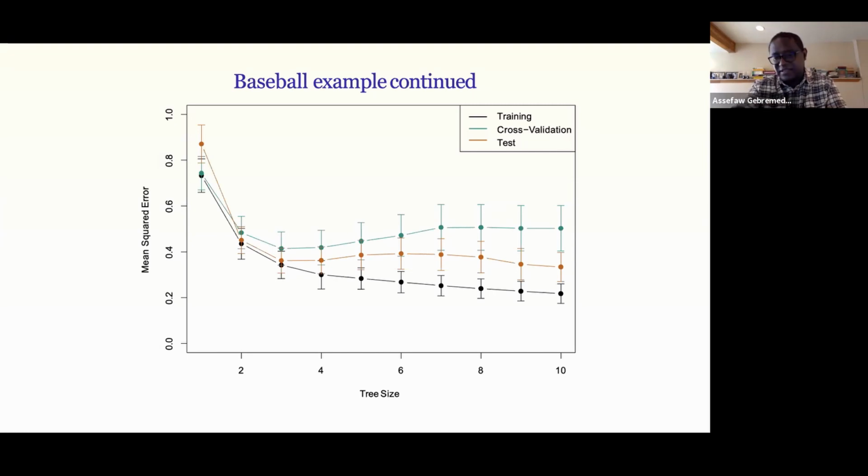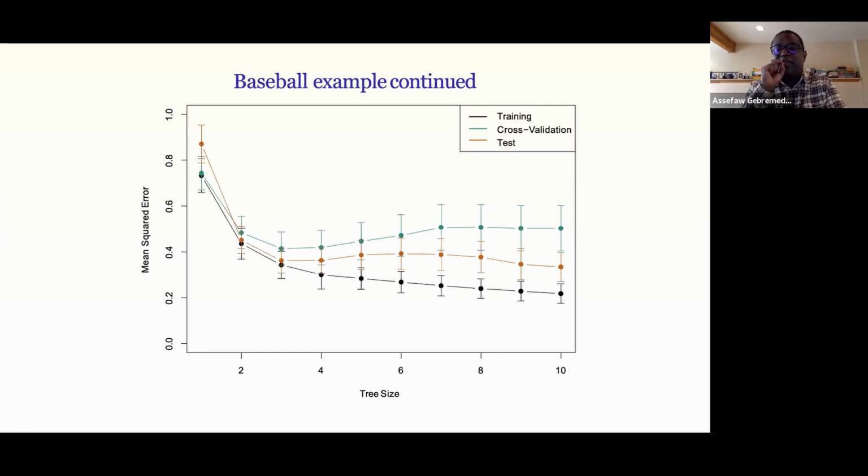So the more complex the model is, that's what the tree size would mean. Now your error goes down, down, down, down. The test one doesn't necessarily do that. It starts to go up when you start to overfit. And remember, what you have on the horizontal axis is how many children you have or how many terminal nodes you have.